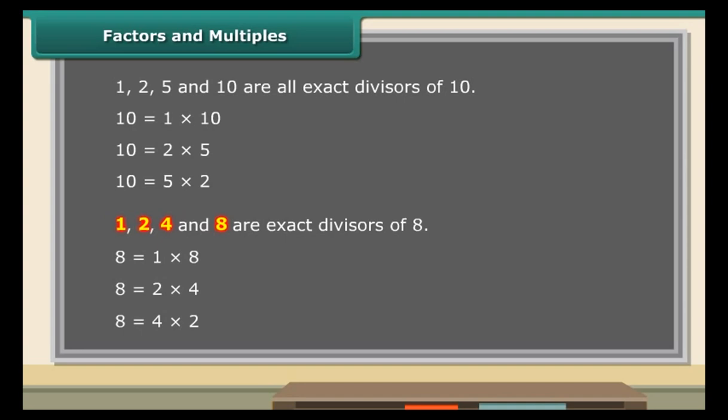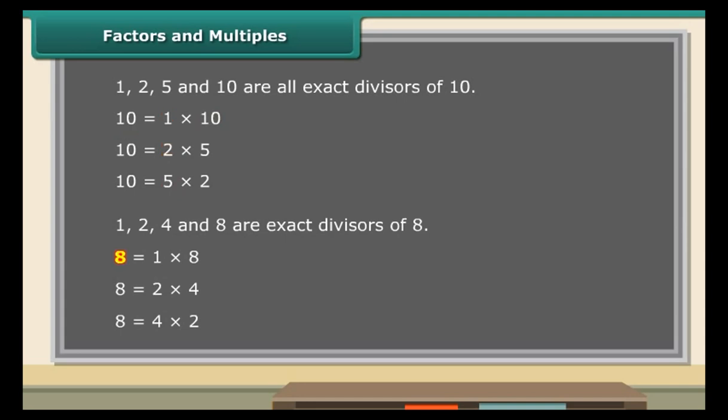You can see that factors are always smaller than or equal to the number itself. Number 10 is the product of 2 and 5. It is also a product of 1 and 10. Therefore, 10 is a multiple of 1, 2, 5 and 10.